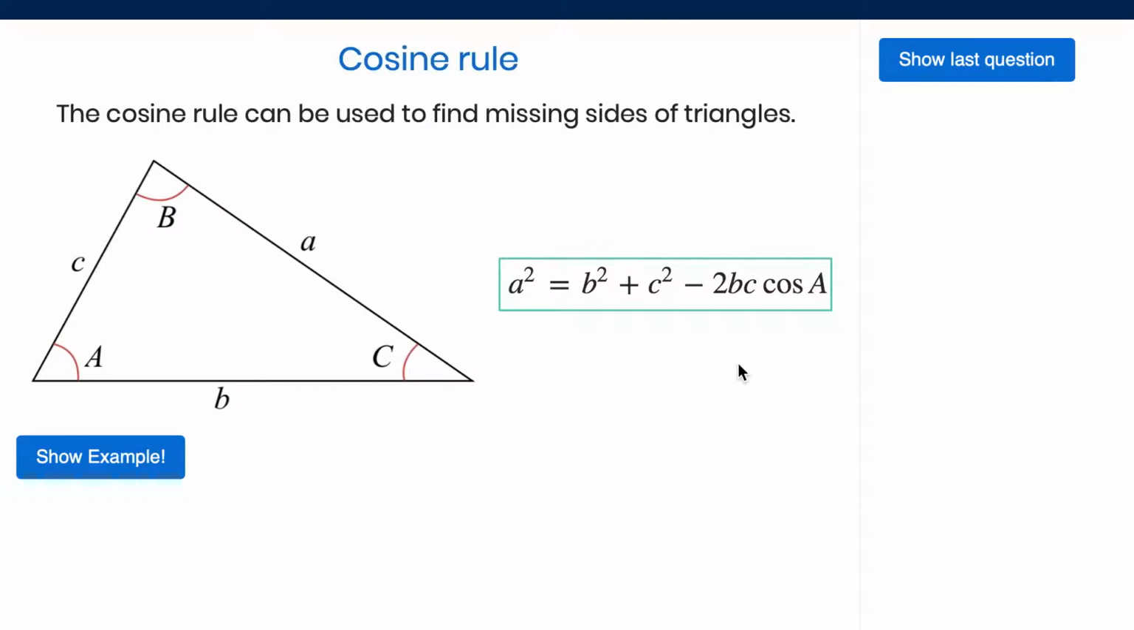But when we use the cosine rule to find missing sides, which we will be doing in this video, we need to know two sides and have an angle between them. And the side to find is the side opposite the angle.